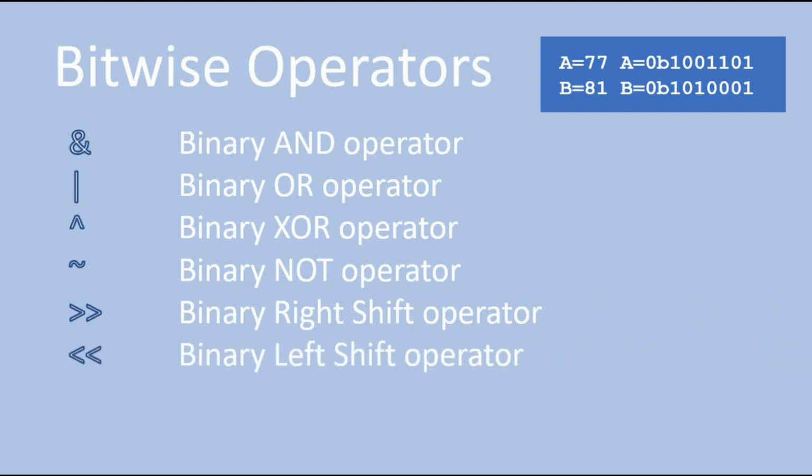Then we have also a binary shift left operator. It shifts bits of the operand the same way but to the left. Again, let's apply it to number 81 and shift all the bits 2 positions to the left.